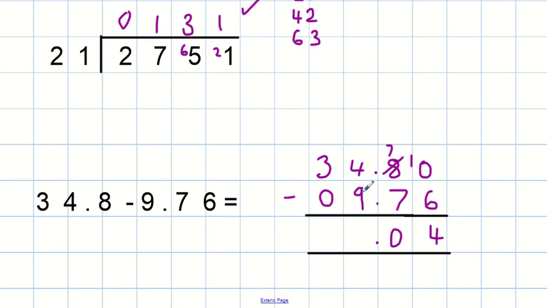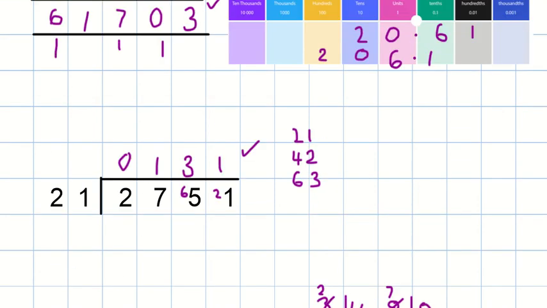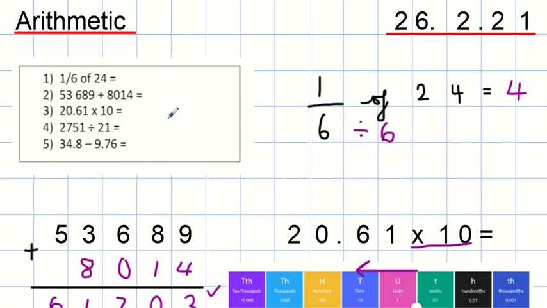4 subtract 9, again I'm going to need to exchange. 14 subtract 9 is 5, and 2 subtract 0 is 2. 25.04. Okay, so that concludes that part of our arithmetic today. If you'd like to pause the video and go back and have another look at anything, then that's fine. You can do so now.